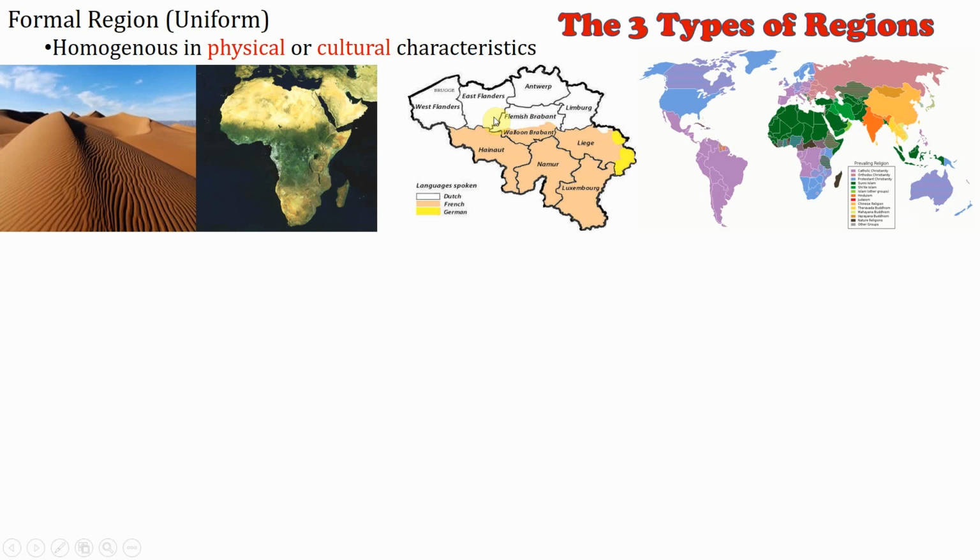And you can see there's a cultural region inside of Belgium. The north speaks Dutch, right? The south speaks French, and the east speaks German. So there is no Belgian language, but Belgium exhibits 3 different cultural regions based upon language. So these are formal regions of Belgium.